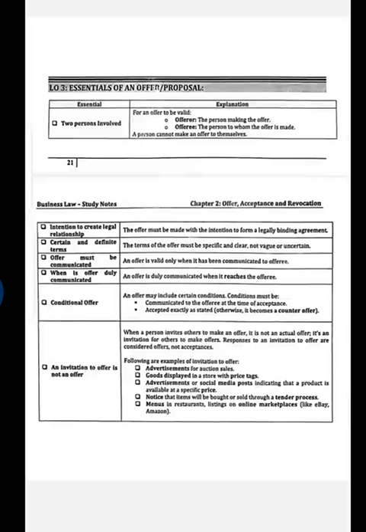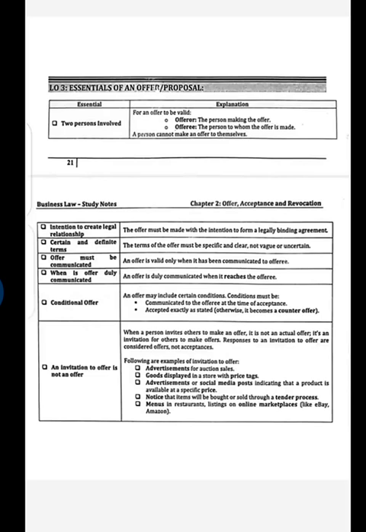So what are the essentials of an offer? There must be two persons. There must be intention to create legal relationships, and certain and definite terms. The terms and conditions must be clear. The offer must be communicated, orally or otherwise, so there may be an implied offer as well. When is the offer duly communicated? Conditional offer. We are going to discuss these one by one with explanation. There must be two persons involved, one the offerer and one the offeree.